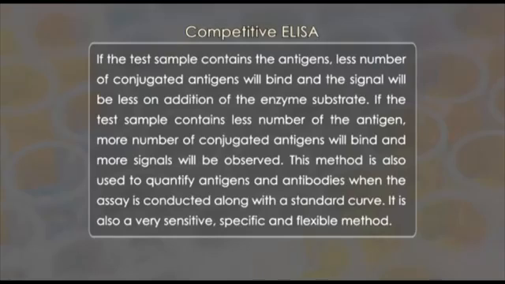If the test sample contains the antigen, a smaller number of conjugated antigens will bind and the signals will be less on addition of the enzyme substrate. If the test sample contains fewer antigens, more conjugated antigens will bind and more signals will be observed. This method is also used to quantify antigens and antibodies when the assay is conducted along with a standard curve. It is also a very sensitive, specific and flexible method.